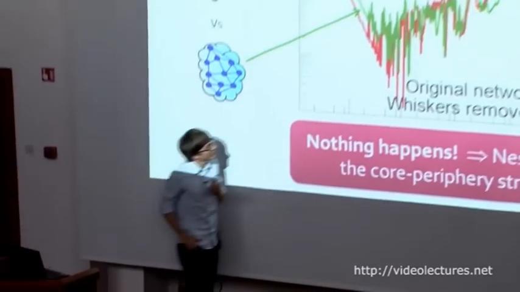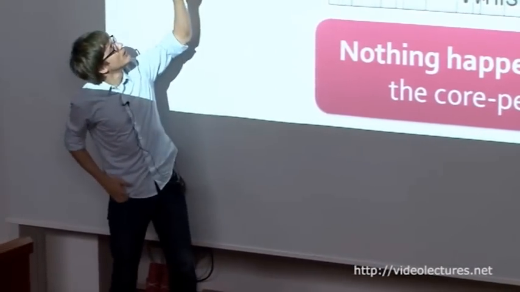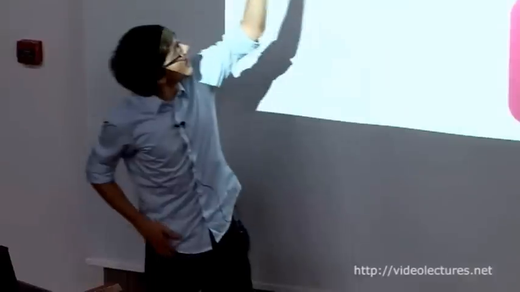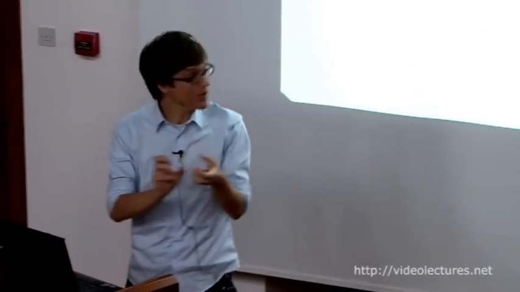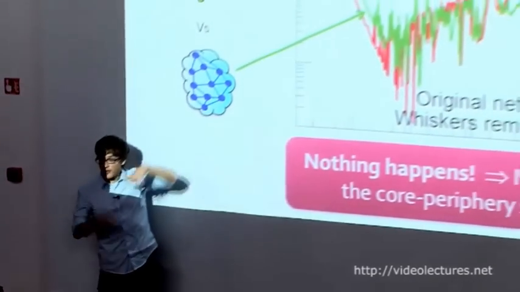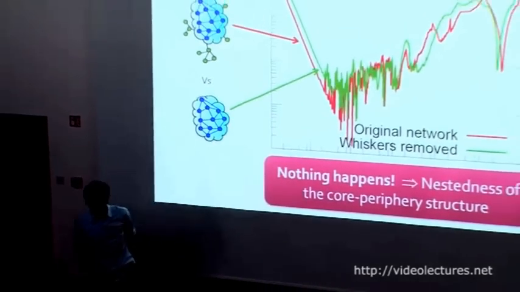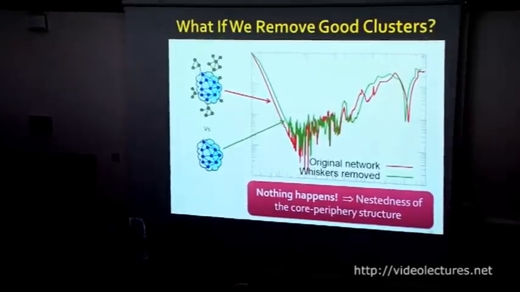So basically, this means that even whatever is left has very similar structure to the original network, right? So really, all that happened was that my clusters got a bit worse, even though I removed all the green parts out of the network. So what this tells you is that I now have a core periphery structure, and this core periphery structure is actually nested, right? So this core also has a layer of periphery and another layer of core, OK? So that's what I can conclude out of this.